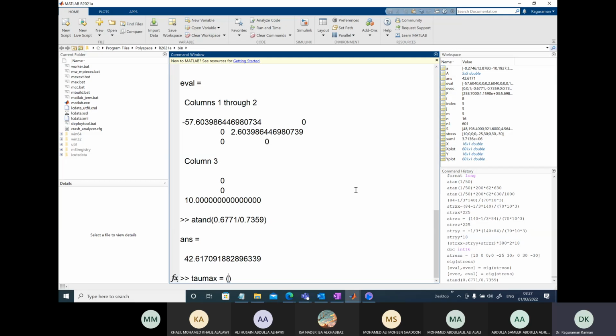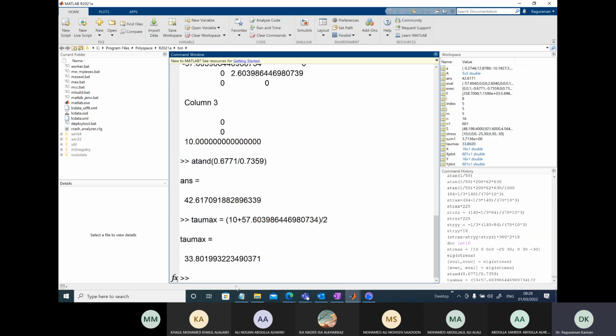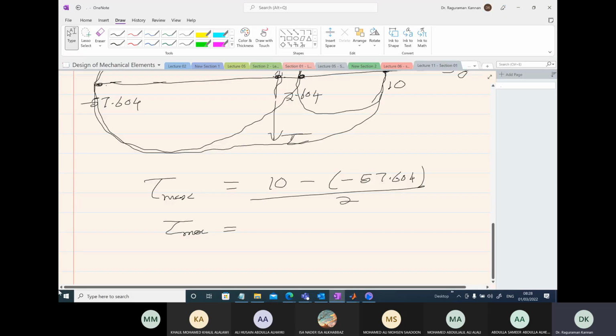Tau max is 10, negative becomes positive. We're just going to copy this value, divided by 2. So 33.802. That is the maximum shear stress. Now, how do I get the angle corresponding to the maximum shear stress?